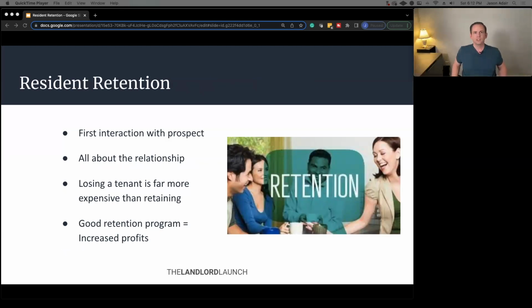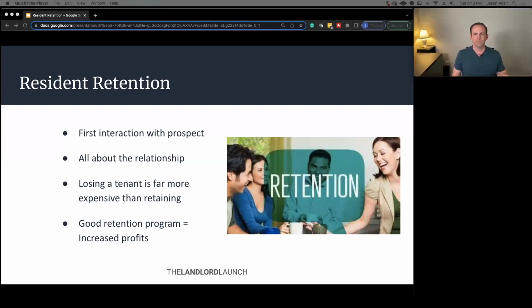Okay, resident retention. I've sprinkled this in some of the other sections in the course, and really resident retention starts with that very first interaction that we have with the tenant. It's about building that relationship from the moment we pick up that phone and talk to them to schedule that appointment. Actually, it even goes in before that in the way that we advertise, the way we take our pictures, the way that we present ourselves, the way we present our property.